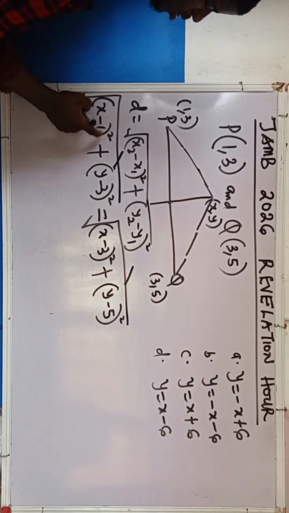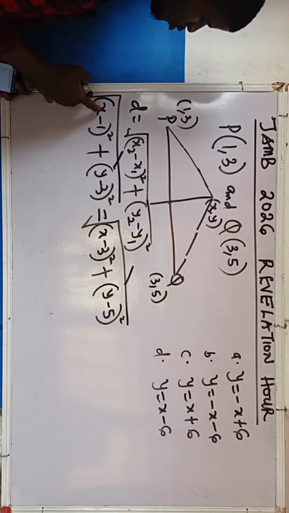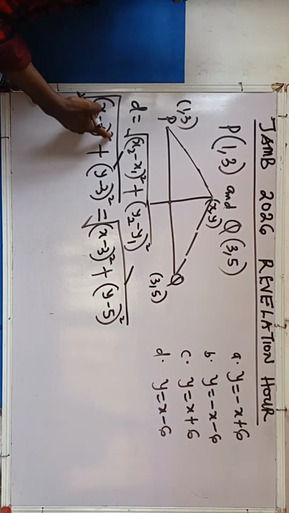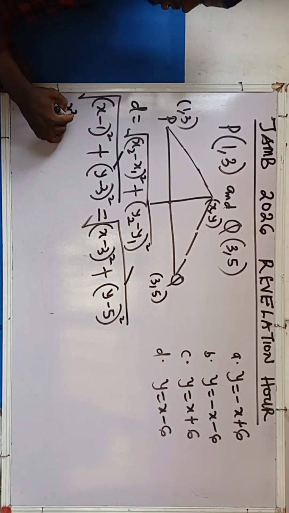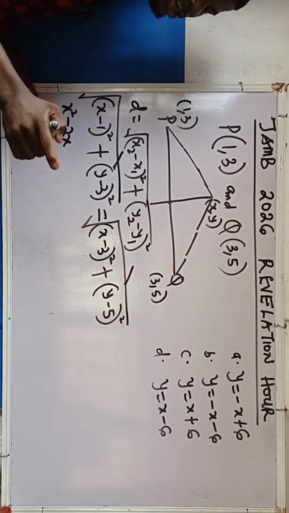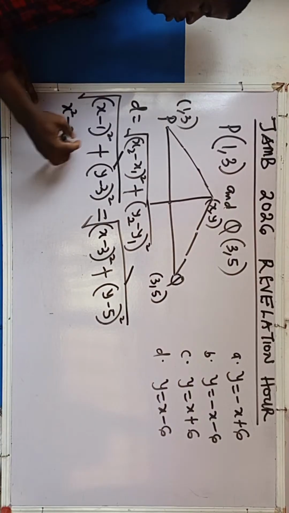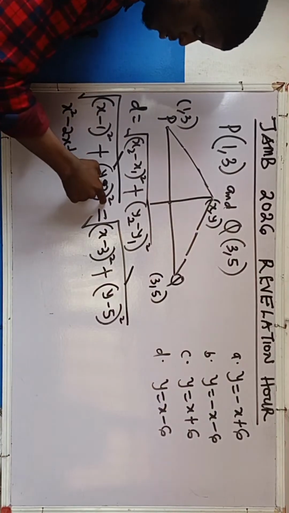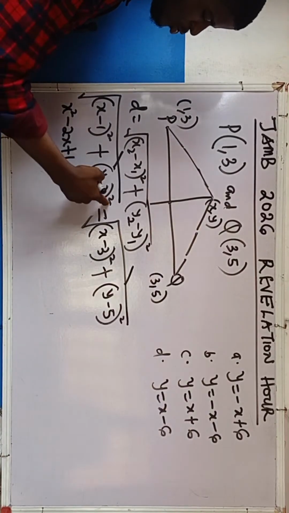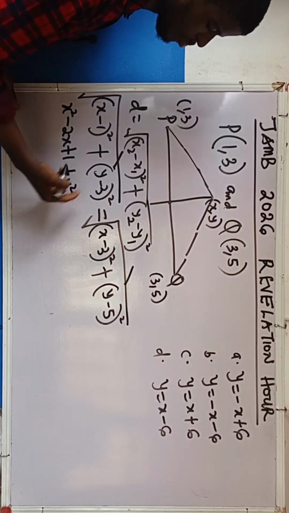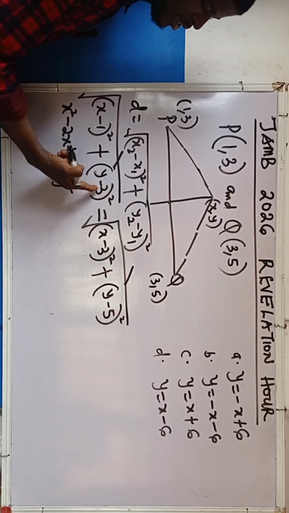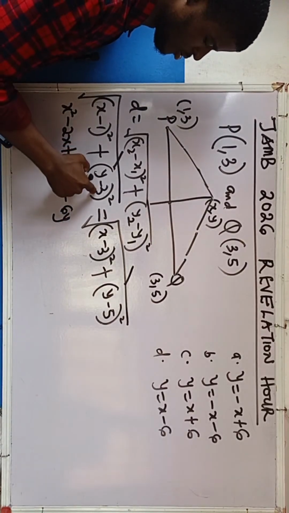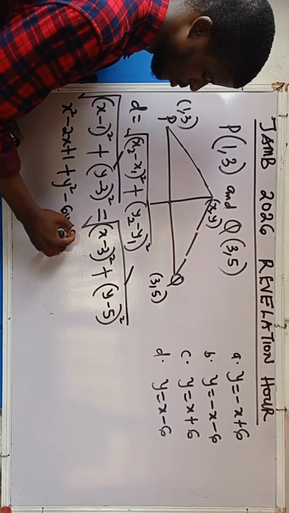If I expand x minus 1 squared, the trick is this. Do x squared, you get x squared. Then do 2 times x times minus 1. That's minus 2x. Then do minus 1 all squared. That's plus 1. Then let's expand y minus 3 all squared. Do y squared, that's plus y squared. Then 2 times y times minus 3, that's minus 6y. Then minus 3 all squared, that's plus 9.